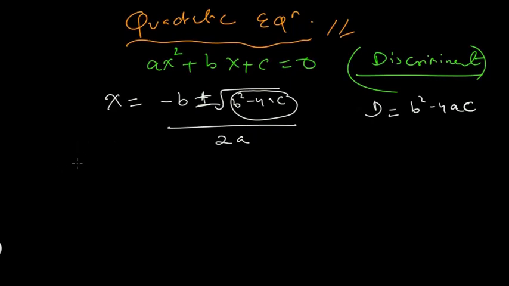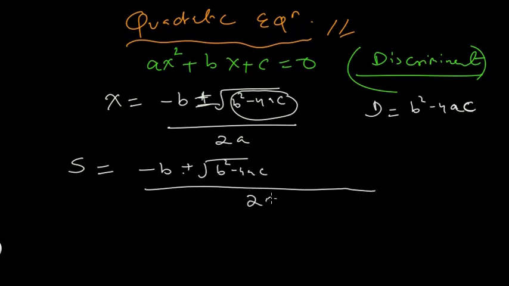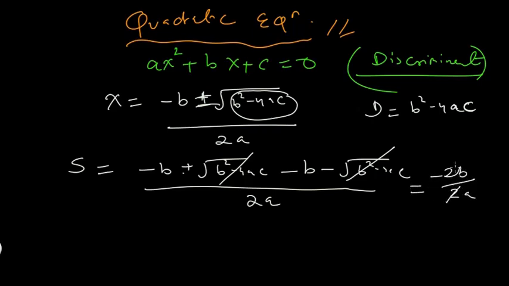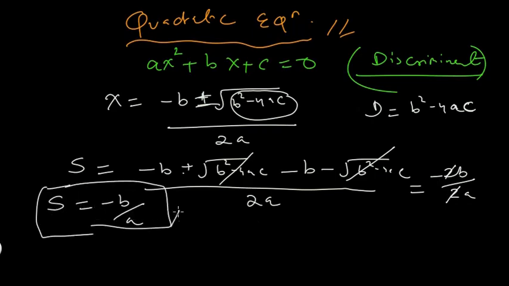So let's take the sum of the two roots, which is s. Minus b plus under root b square minus 4ac, and minus b minus under root b square minus 4ac. If I take the sum, the denominator 2a will be common, so the root terms cancel and we get minus 2b by 2a. The 2 cancels, so we get: sum of the roots is minus b by a. Okay, got it? Now we will find the product of the roots.